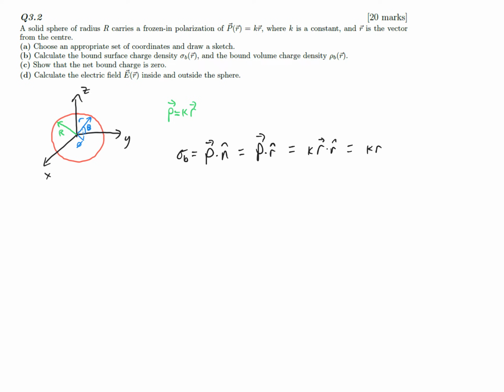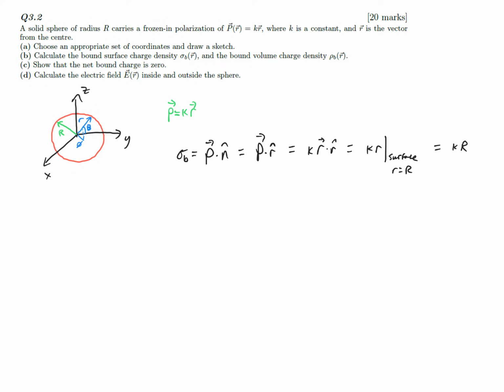We just get kr, and this is evaluated at the surface, which means r is equal to big R. So in the end, the whole thing is just kr. Pretty straightforward. And so that's a constant around the surface. There's no theta or phi dependence to that.